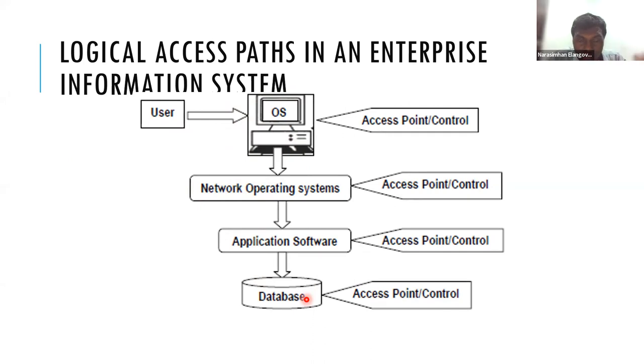The user has to access the operating system with the help of username, password. The user system has to access the network with the help of a valid Wi-Fi connection, network connection, etc. The network has to access the application. Therefore, application permissions have to be given. And the application has to access the database. Database permissions have to be given.